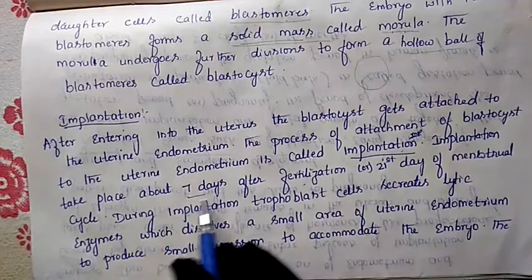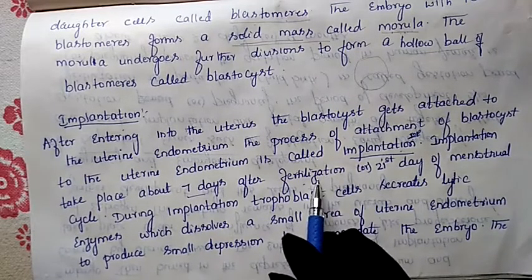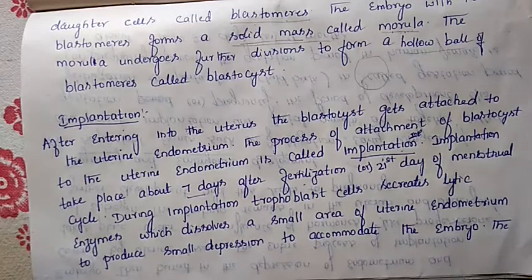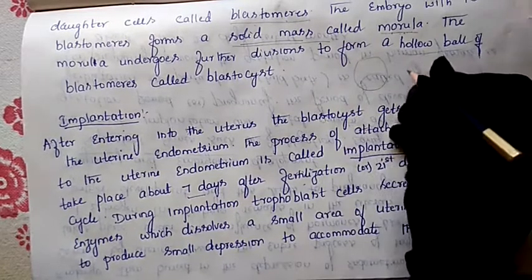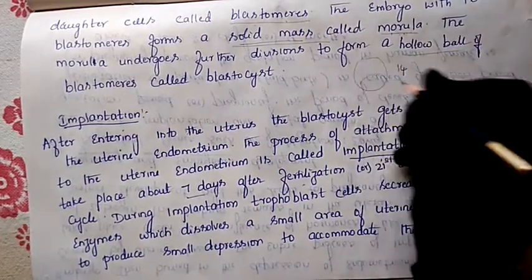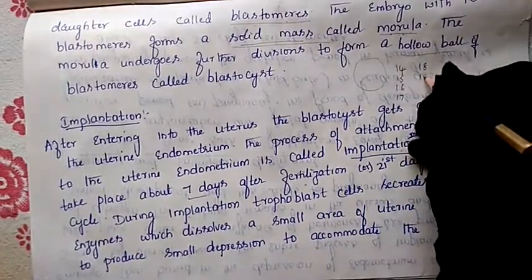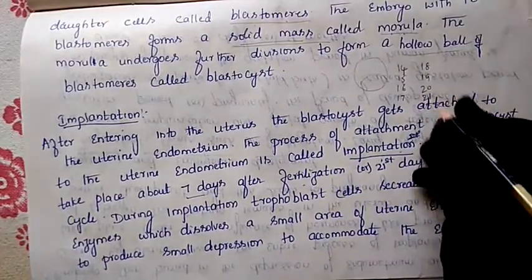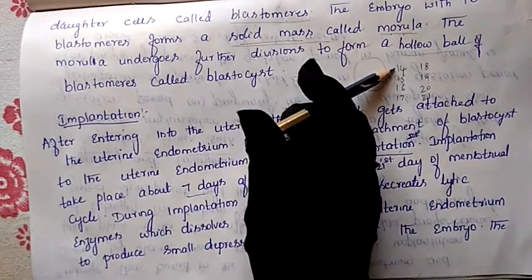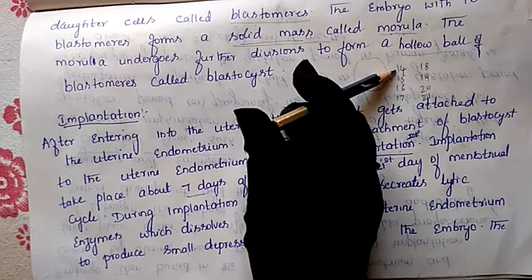So implantation takes place about 7 days after fertilization, or on the 21st day of the menstrual cycle. Suppose ovulation takes place according to the menstrual cycle on the 14th day. Next 14, 15, 16, 17, 18, 19, 20, 21. On the 14th day, the egg will be released in the female body according to the menstrual cycle.